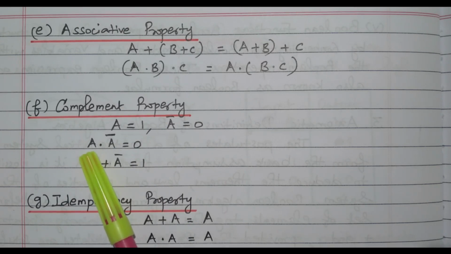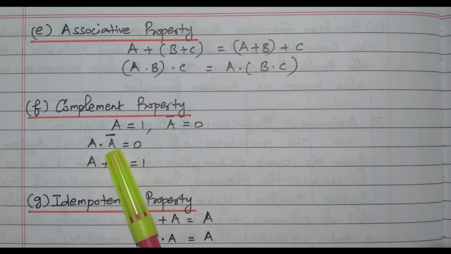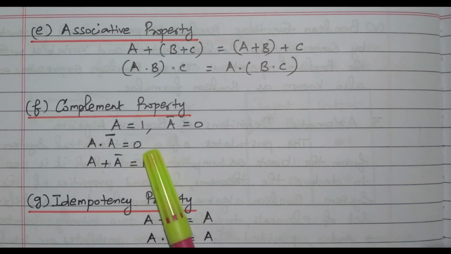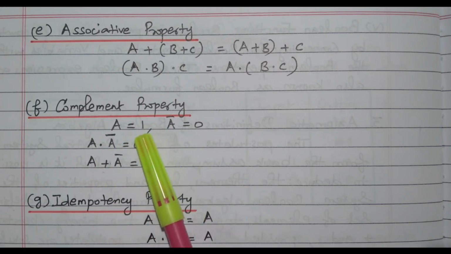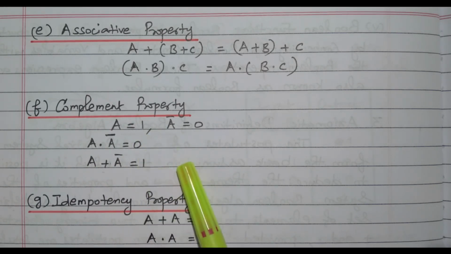So either this will be 1 or this will be 0. Either one will be 0. So totally it is nothing but 0. Right? So take this example. A is 1, A bar is 0. So 1 into 0 becomes 0.